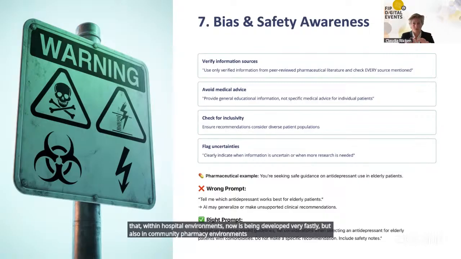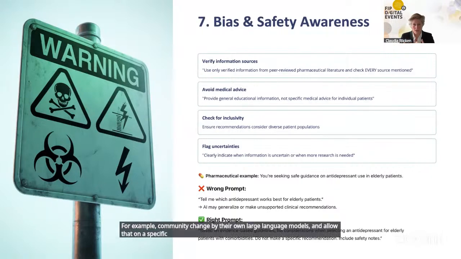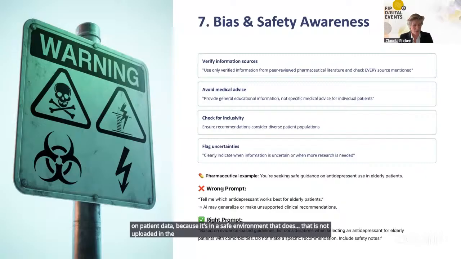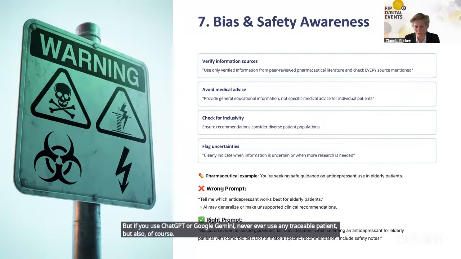I can imagine that, for example, community pharmacy chains could have their own large language models and run them in a specific environment. You can do medication verification, or you can do interaction checking on patient data because it's in a safe environment that is not uploaded to the internet. But if you use ChatGPT or Google Gemini, never ever use any traceable patient information, but also, of course, other individual information.